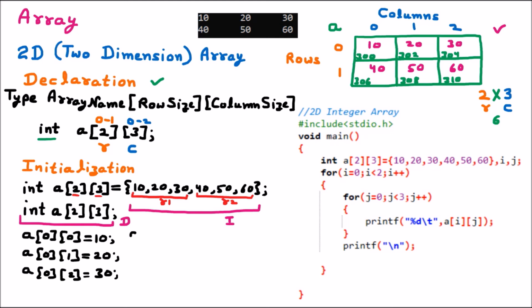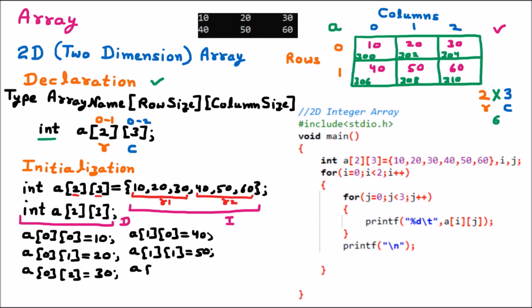Now after that we are saying a, then 1. So this is the first row, and then 0th column, the value is 40. Then afterward a[1][1]. So this is the first row and first column, the value is 50.